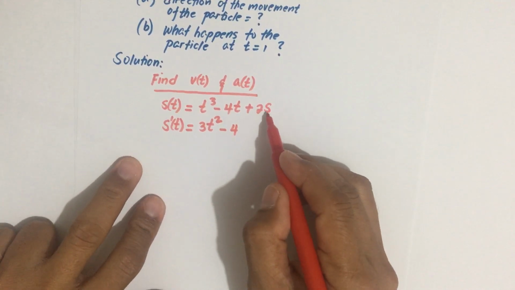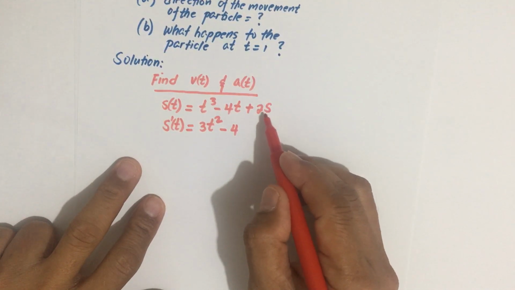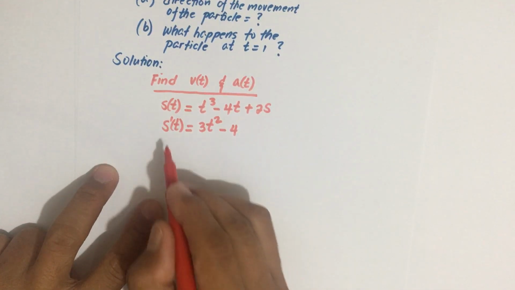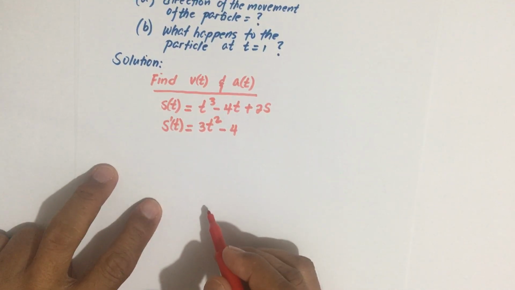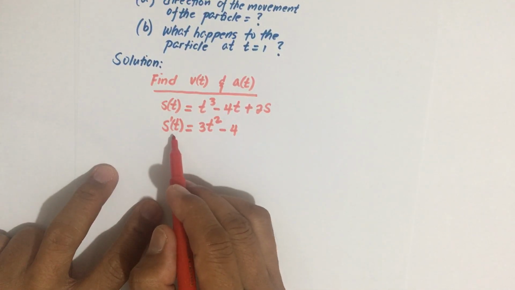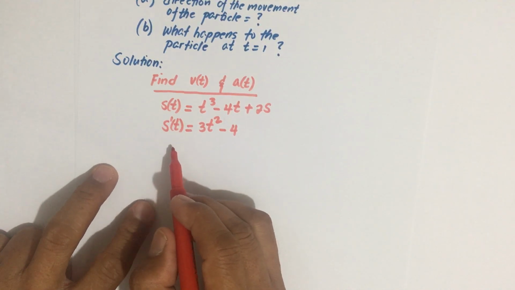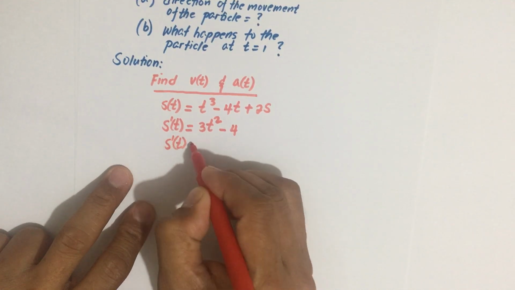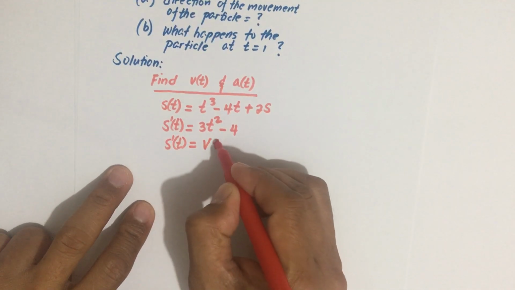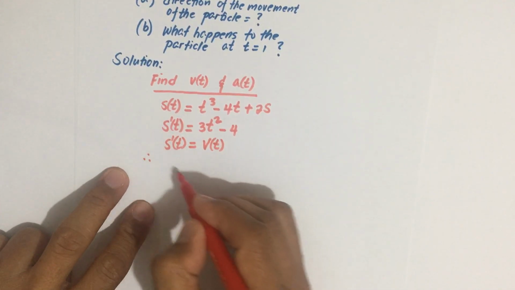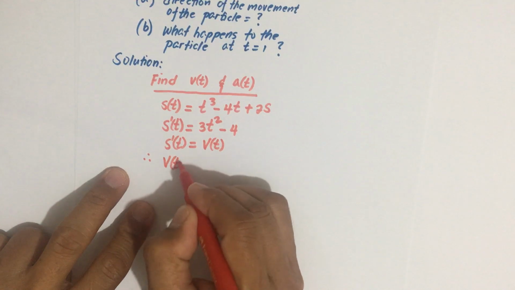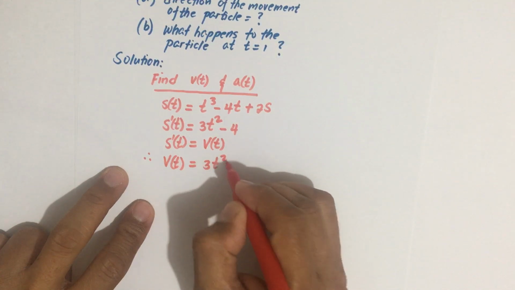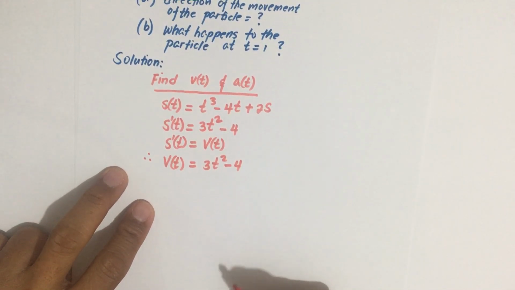So 2 times s is a constant, so the derivative of the constant is equal to 0. Alright? But what is s prime of t? It is the derivative of the function s, so our s prime of t is equal to v of t. Alright, so therefore we have v of t equal to 3t squared minus 4.